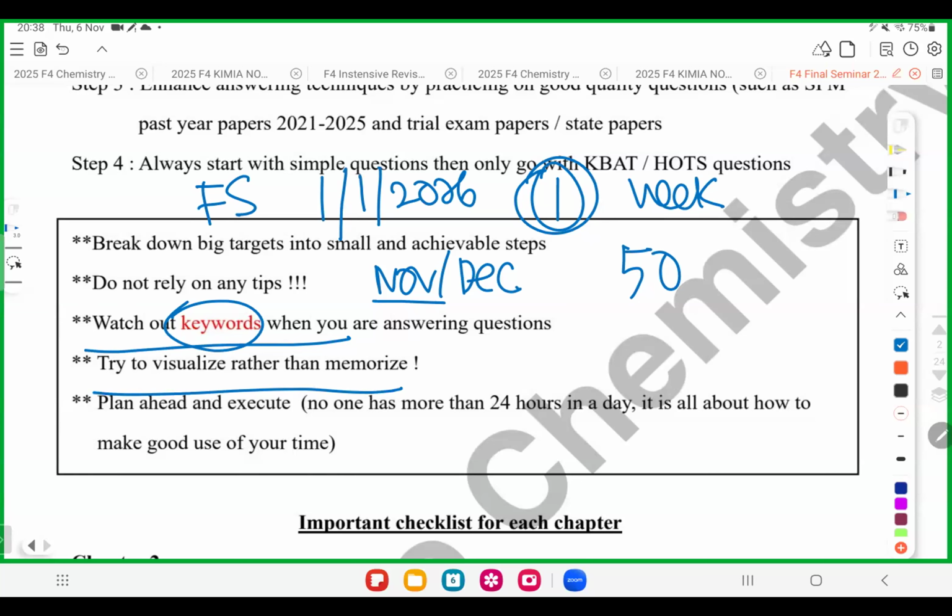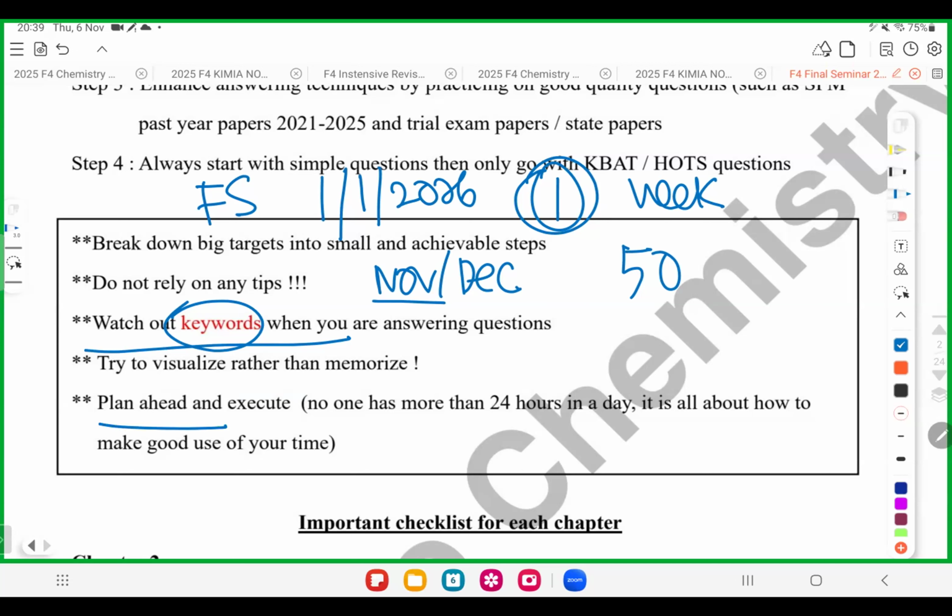Yeah, then planning is very important. Many students say, sir, I got no time. No one has more than 24 hours. It is all about how you make good use of your time. You have 24 hours. I got 24 hours. Everyone got 24 hours. It's all about how you use your time. You don't waste your time, guys. Seriously, you don't waste your time. If you make good use of your time, everything is possible.